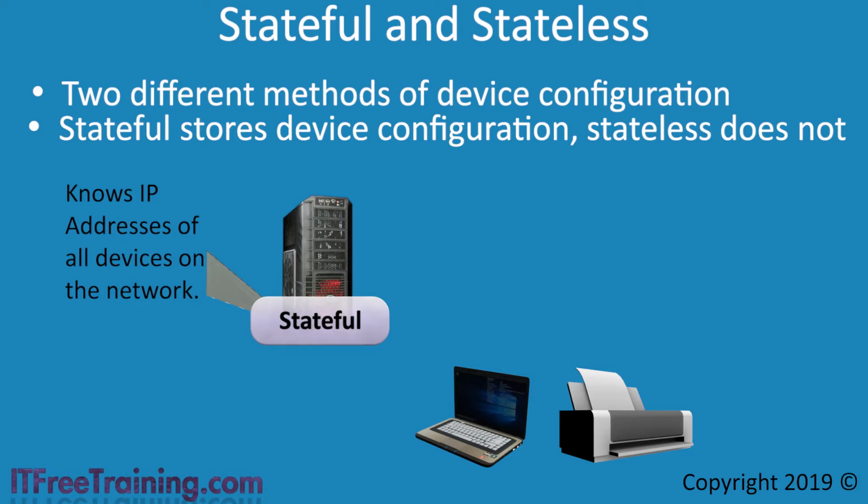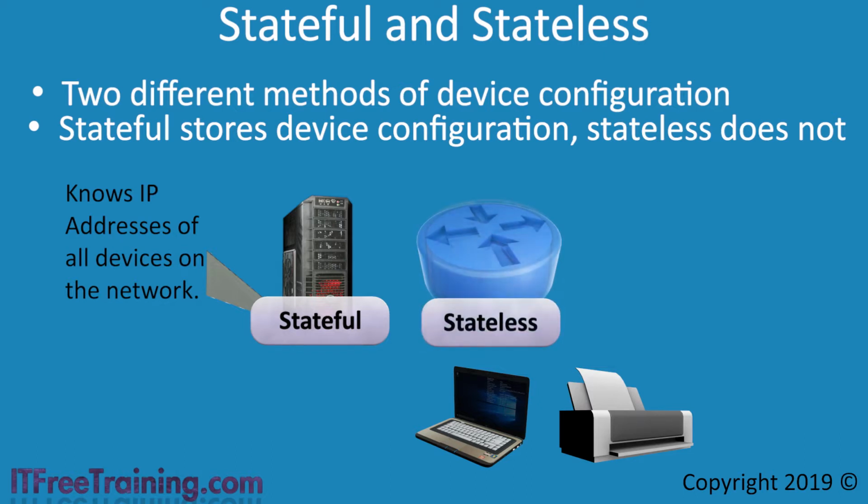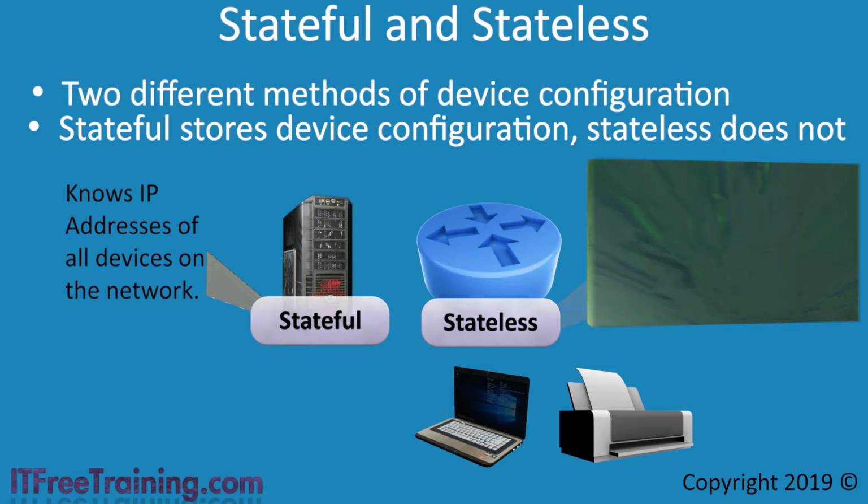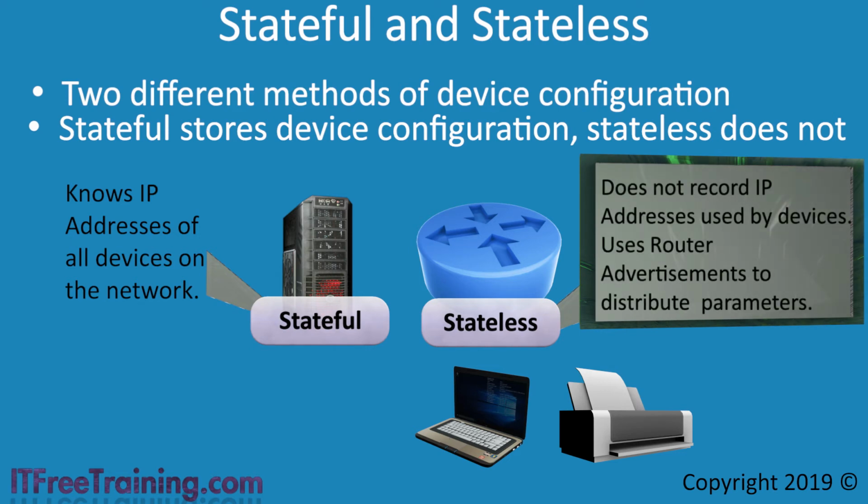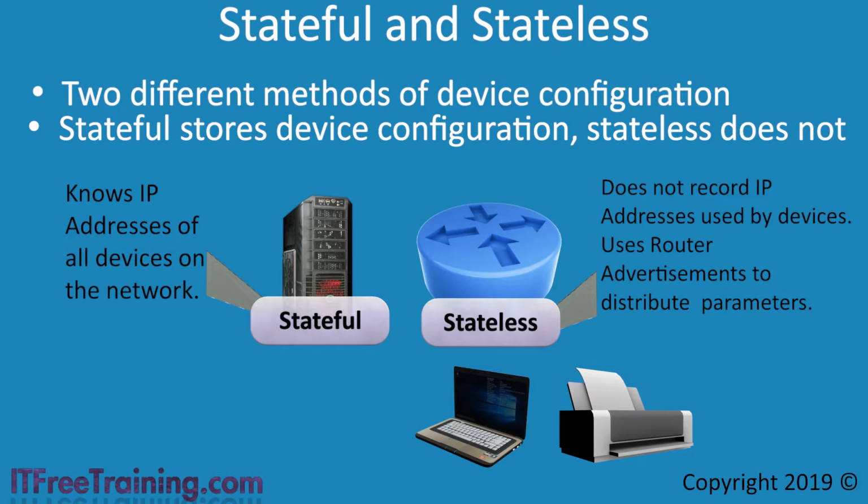With DHCP on IP6, a new mode of operation is supported called stateless. This is generally used on routers. Stateless works differently from stateful in that it does not record which devices on the network are using which IP addresses. Devices still need some configuration information, so messages called router advertisements are periodically sent to all devices on the network. A device will use this router advertisement message to configure itself with an IP address.